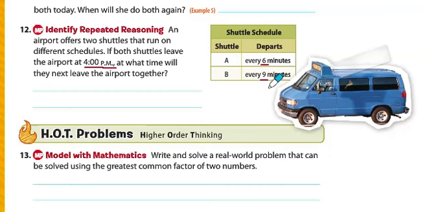Now, this is a simple least common multiple. This is a real world use of a least common multiple question. We're going to start at 4, and we're going to find the least common multiple of 6 and 9. So go find the least common multiple of 6 and 9. And remember, once you get it, you're going to add that time to the original 4 p.m.